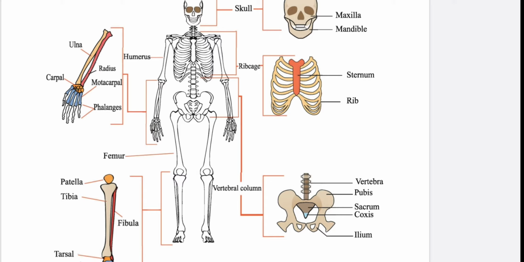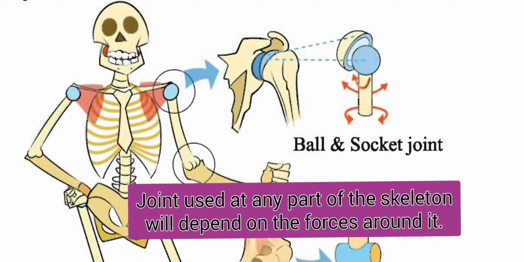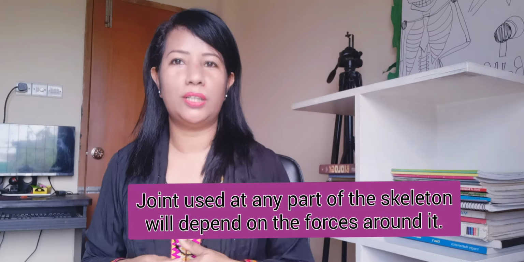Muscles are attached to the bones and pull on them. The joints may have to support a lot of weight, or they may need to allow fine movements to occur. So the type of joint used in any part of the skeleton will depend on the force around it.